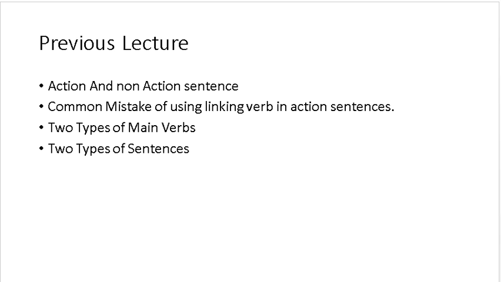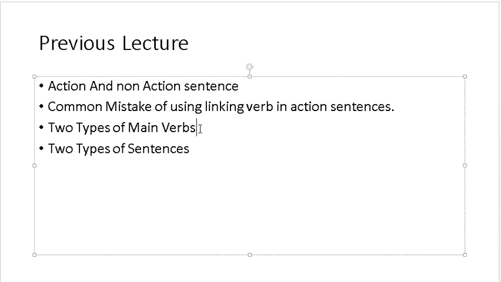Then we did discuss the common mistake, that how we were using a linking verb in action sentences and we need to avoid it. Then we discussed two main verbs, which were action verb and linking verb, and we tried to discuss the difference between these. If you have missed the previous one, go through the previous lecture.